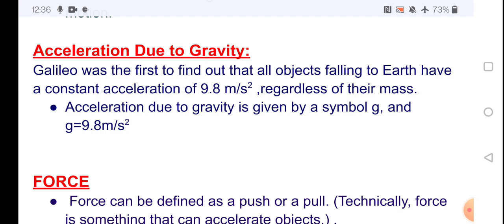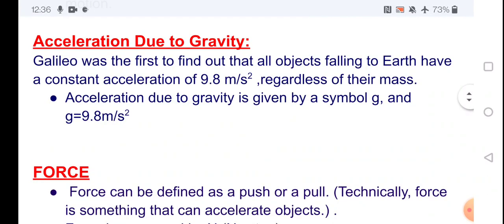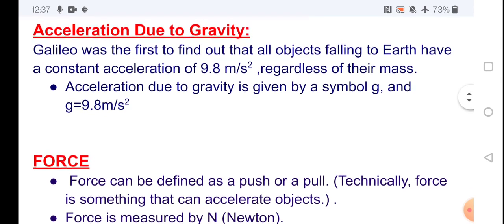If a mass of 1 kg of cotton, which is lightweight, falls to earth, it falls with an acceleration of 9.8 meter per second square. Iron is a heavy body that also falls on earth with an acceleration of 9.8 meter per second square. Acceleration due to gravity is given by the symbol small g, and the value of small g is equal to 9.8 meter per second square. The unit of acceleration due to gravity is meter per second square.